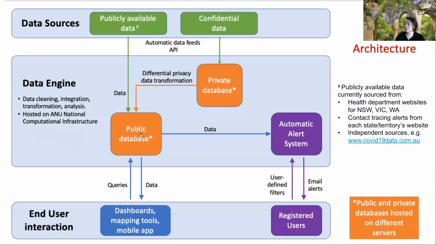So publicly available data come into what we call the public database, and confidential data go into firstly a private database, and then we apply differential privacy data transformation, which I'll talk about later as well, goes into a public database, and that then talks to our end user dashboards, mapping tools, mobile web apps, and then also an automatic alert system where users can define things that they're interested in, such as information about a particular local government area or postcode, and they can get email alerts if things happen in those areas. So just a very broad overview of how the system has been set up.